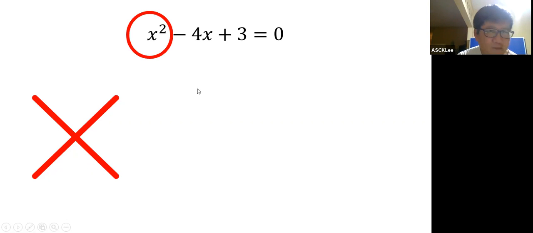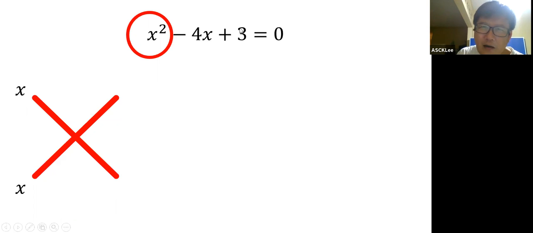So x squared here is really x times x. And you have a plus 3 here. 3 times 1 is 3. But 3 times 1 is not going to help you, because with 3 and 1 here, you're going to get 3x, you're going to get x here, and when you total up, you're going to get 4x. What you need is a minus 4.